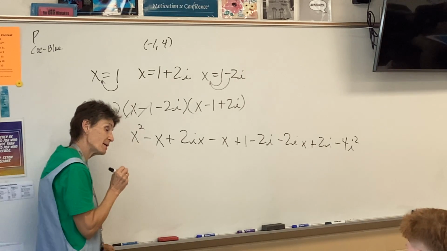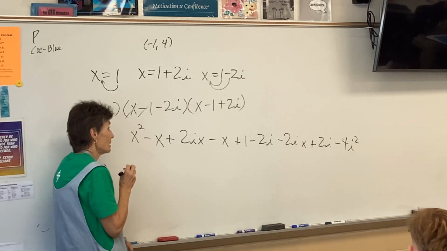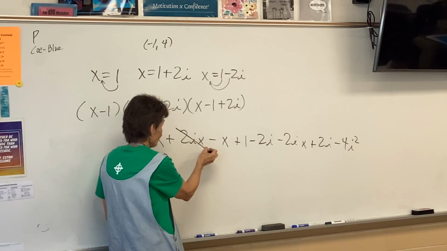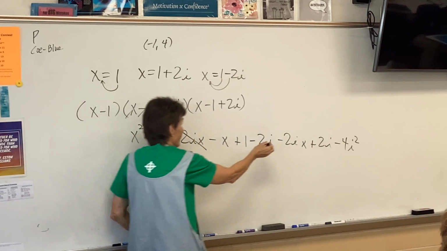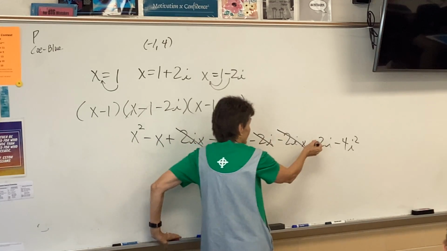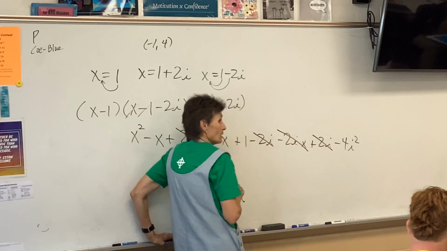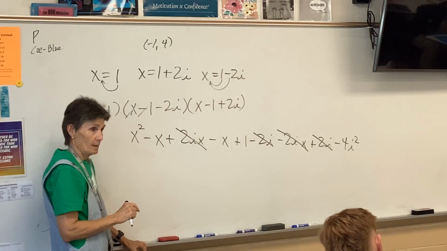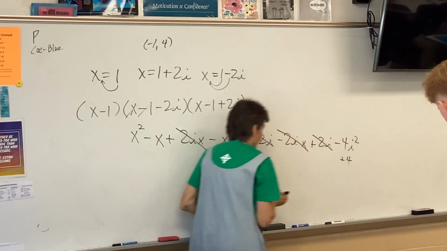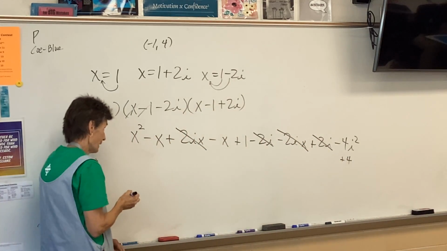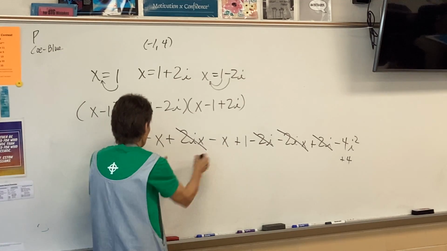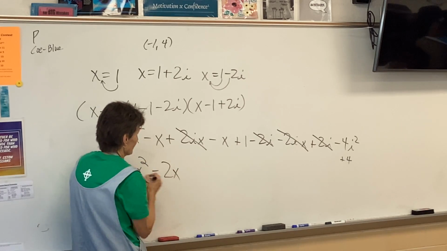Now, what should happen after you get everything times out? Everything with an i should cancel. So does this cancel 2ix? Yep. Does this cancel? Yep. And what about that? What is negative 4i squared? Plus 4. Why? So x squared minus 2x plus 5.